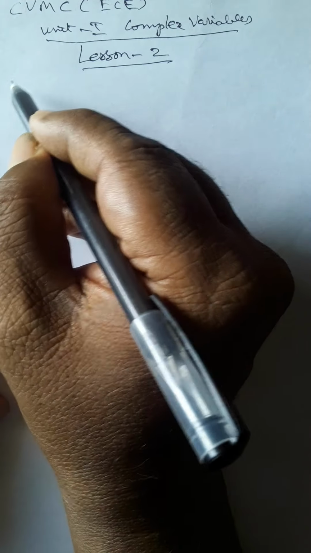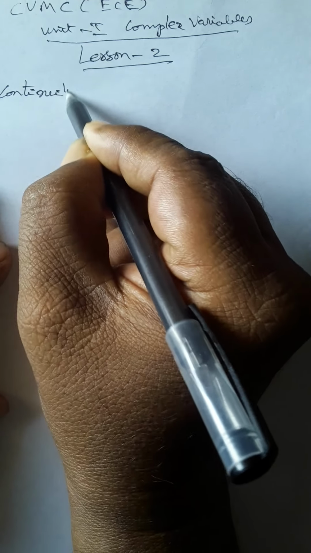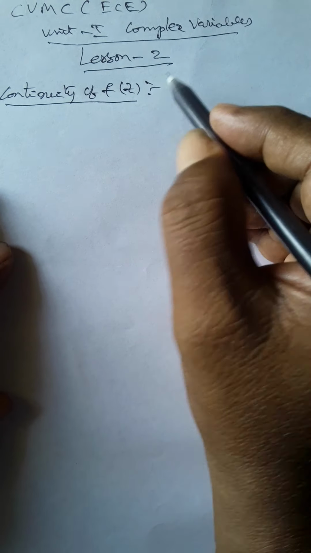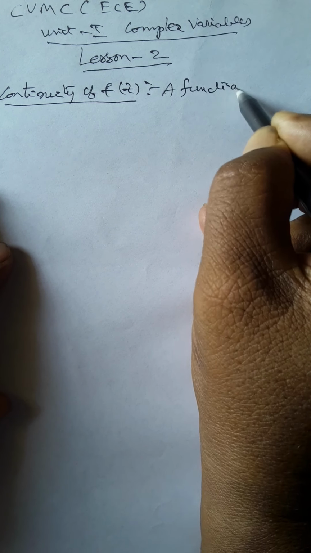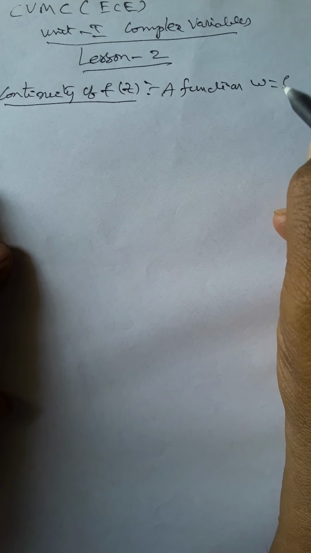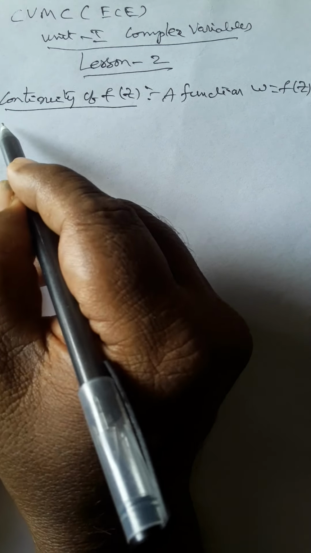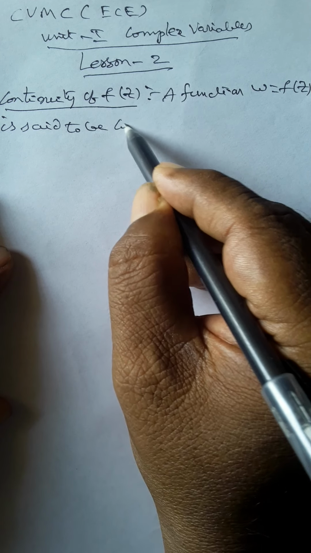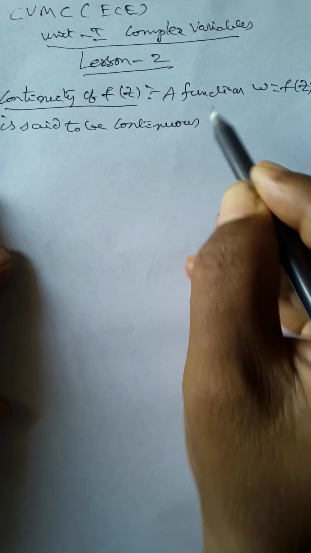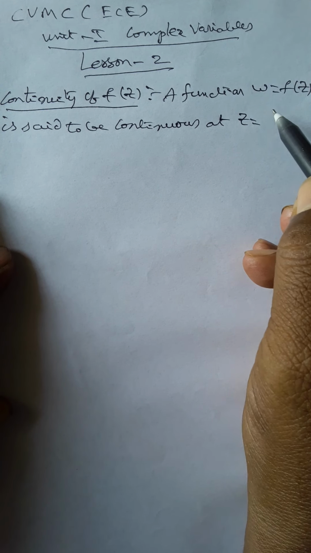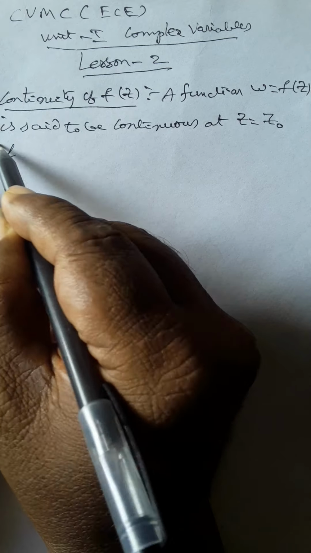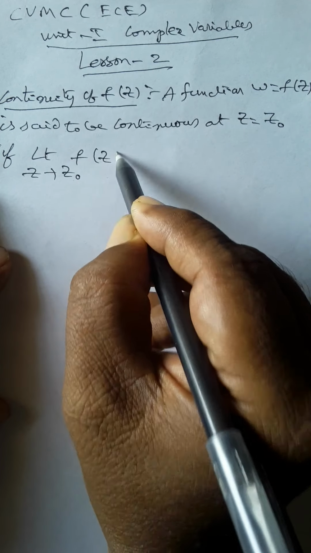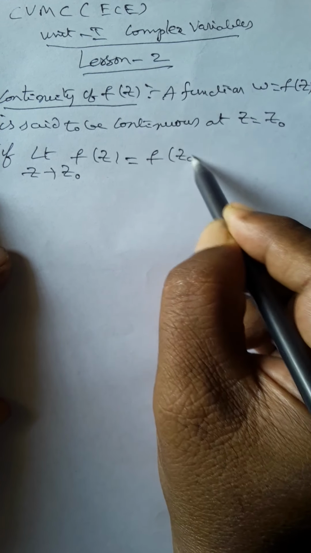Continuity of f of z. A function w is equal to f of z is said to be continuous at z is equal to z naught if limit z tends to z naught f of z is equal to f of z naught.